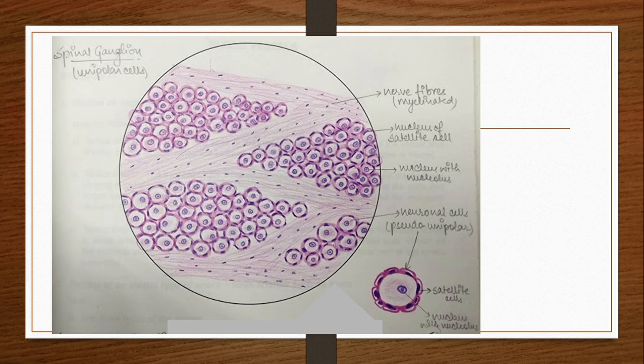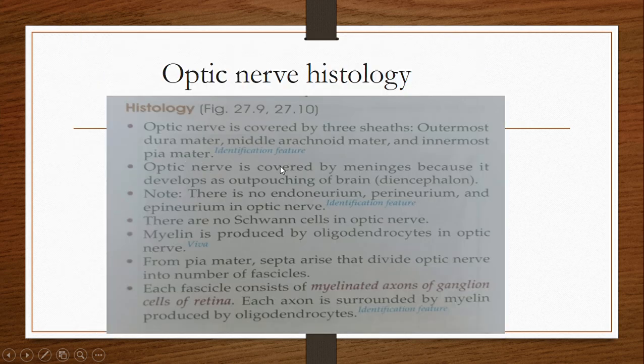So this is the diagram which you have to draw in the book. And next is the nerve, that is the optic nerve. The histology of the optic nerve: the optic nerve can be seen with a covering of three membranes. They are the outermost dura mater, middle arachnoid mater and innermost pia mater.